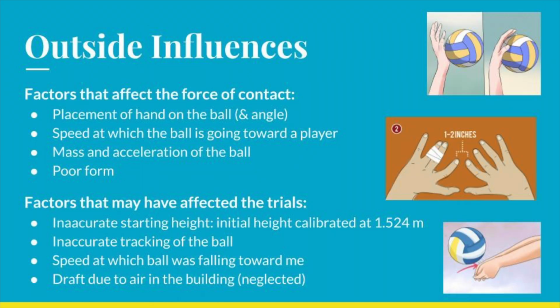Above all, factors that affect the force of contact include placement of the hand on the ball and the angle, the speed at which the ball is going toward a player, the mass and acceleration of the ball, and one's form. As for factors that may have affected the trials, there was an inaccurate starting height, calibrated at 1.524 meters, inaccurate tracking of the ball through Tracker, the speed at which the ball was falling toward me, and a possible draft due to the air in the building. However, this factor was neglected.